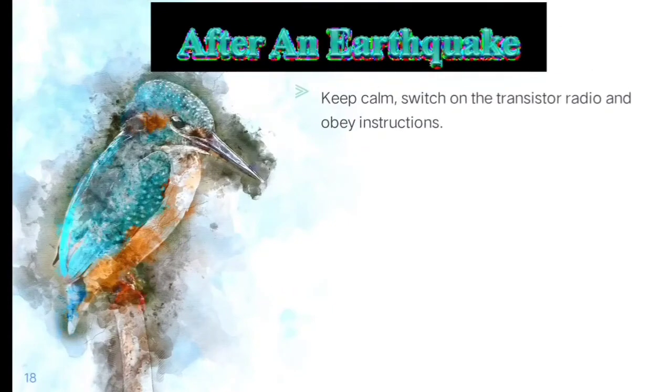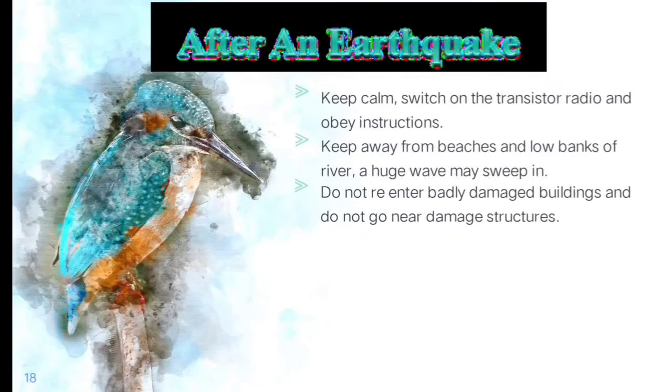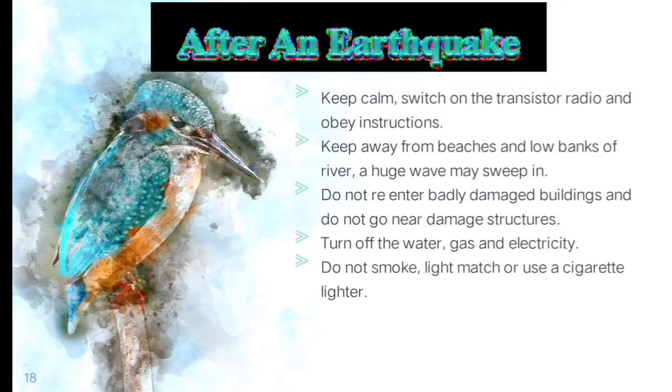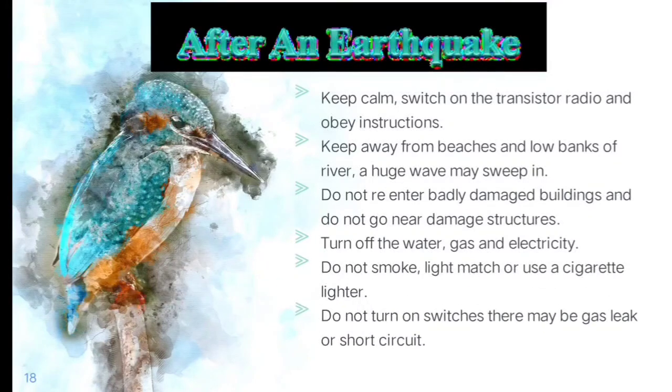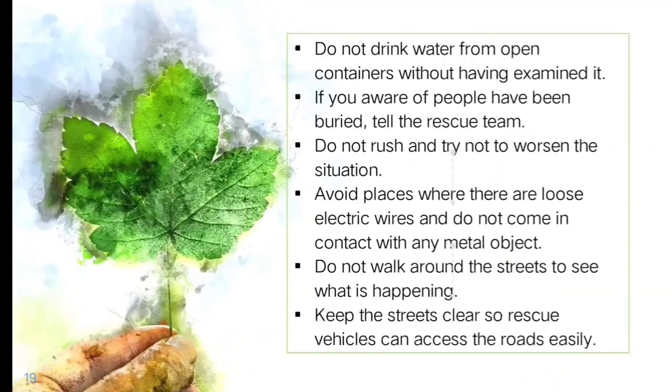So after an earthquake, what are the guidelines to be followed? Keep calm and switch on the transistor radio and obey instructions, and keep away from beaches and low banks of river, as there may be a possibility of huge wave may sweep in. Do not re-enter badly damaged buildings and do not go near damaged structures. And these are the guidelines we should follow after an earthquake.